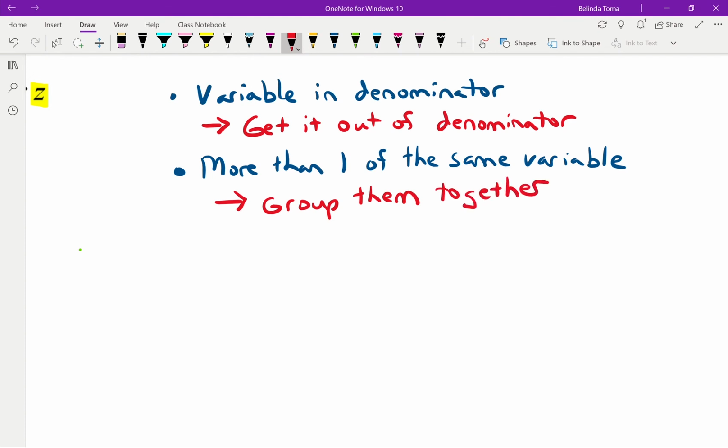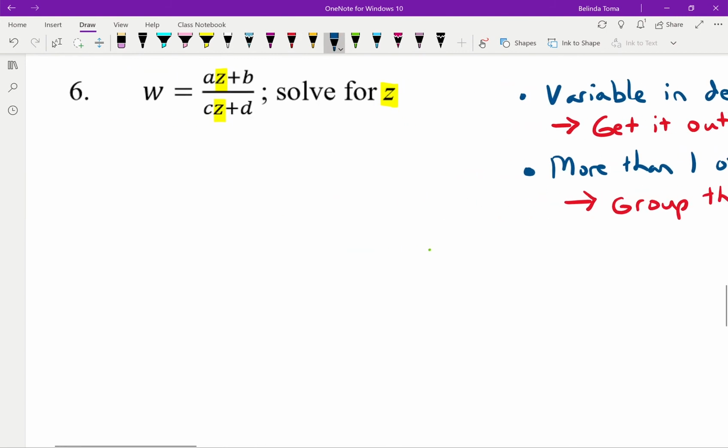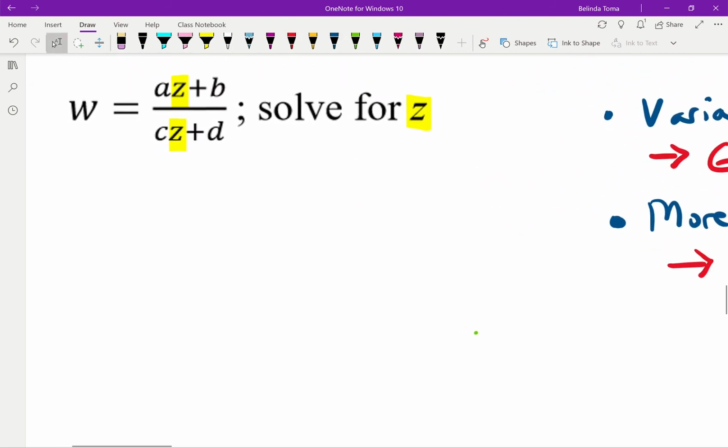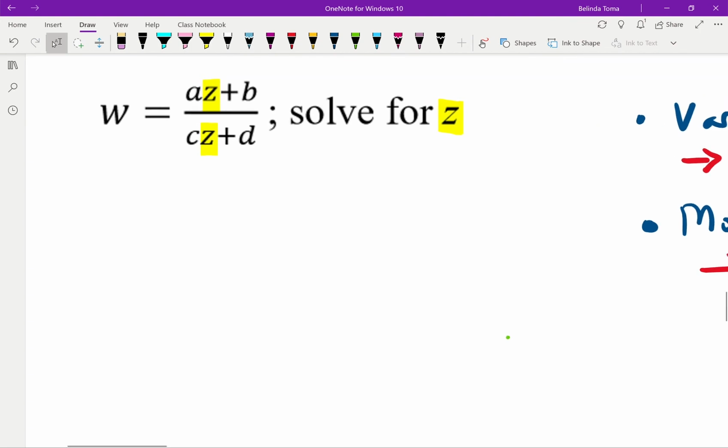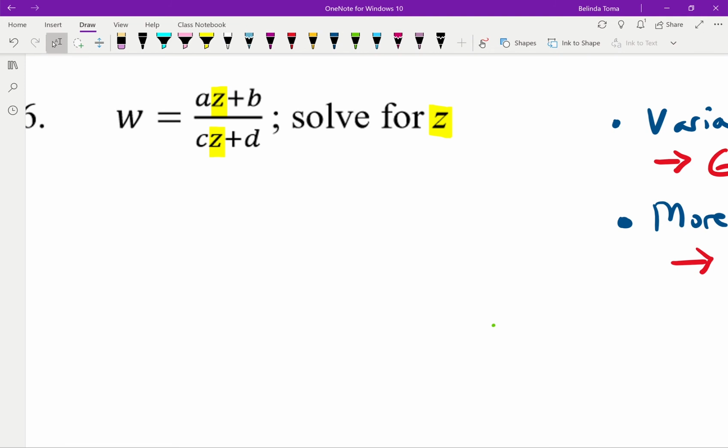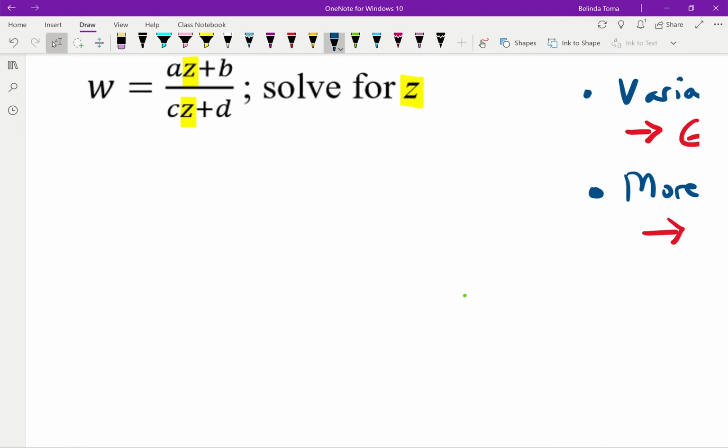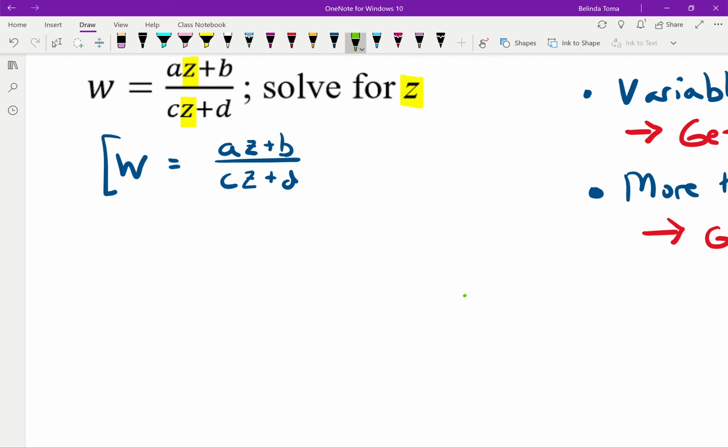All right, so back to our question. So we have those two issues going on. So what we're going to do is get that z out of the denominator. How do we do that? So I'm going to rewrite this question just so that you can see it a little bit more clearly. And I'm going to multiply both sides. Z's look a little bit like 2's, so I'm going to put a little line through mine. And I'm going to multiply both sides of this equation by CZ plus D.